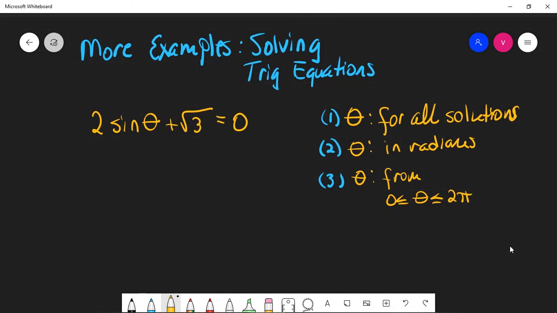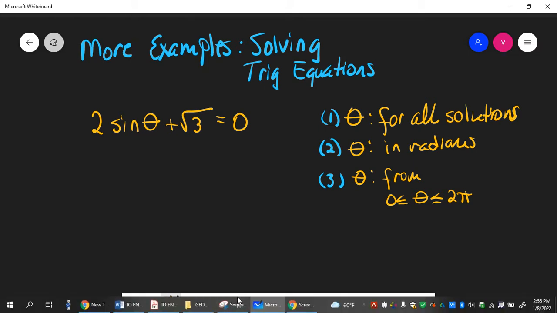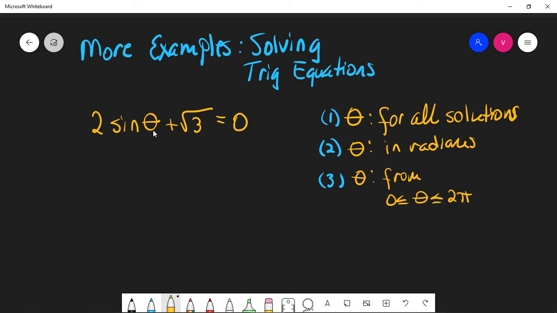Okay, let's try this again. Let's do another example. We're solving trig equations. This time I'm going to work this equation: 2 sine theta plus root 3 equals 0. So we're looking for which angle theta would satisfy this equation. 2 times the sine of some angle plus the square root of 3 equals 0.